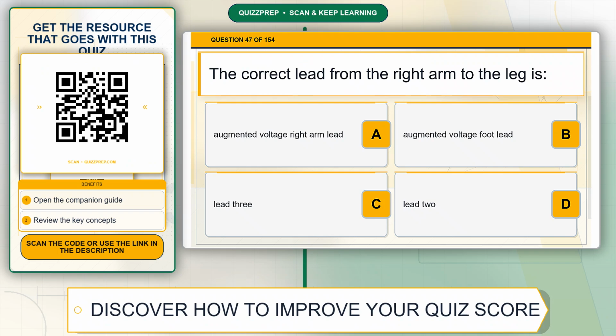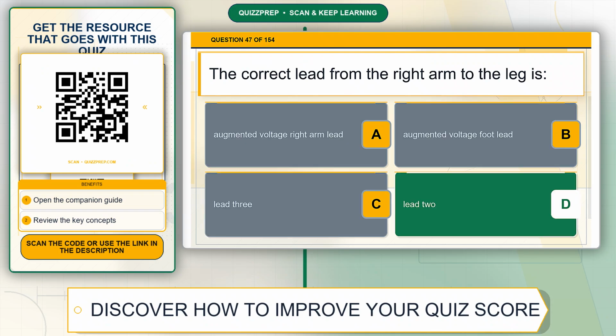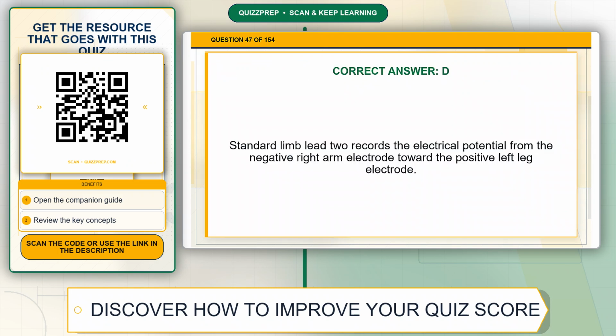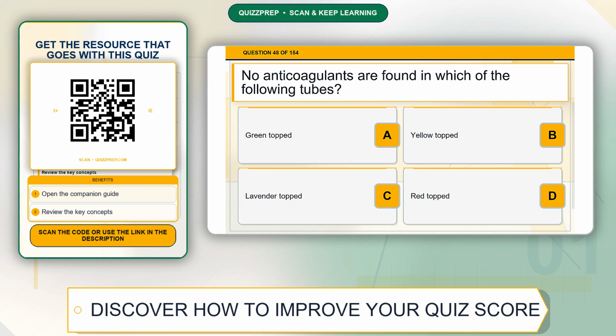Question 47. The correct lead from the right arm to the leg is Option A, augmented voltage right arm lead. Option B, augmented voltage foot lead. Option C, lead 3. Option D, lead 2. The correct answer is option D, lead 2. Explanation. Standard limb lead 2 records the electrical potential from the negative right arm electrode toward the positive left leg electrode.